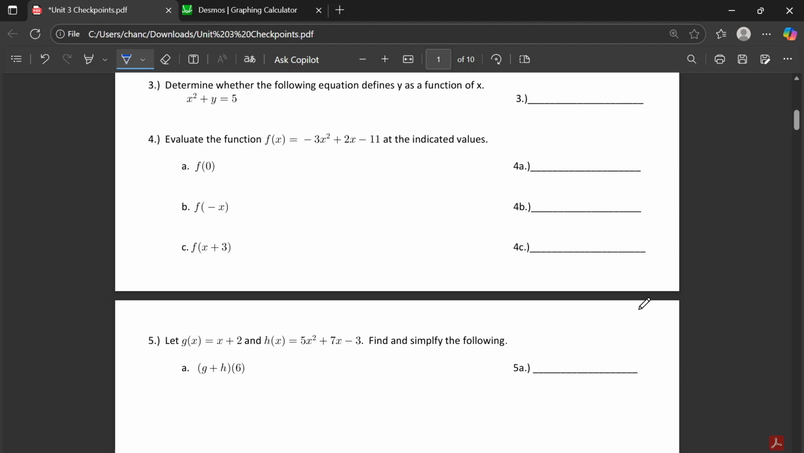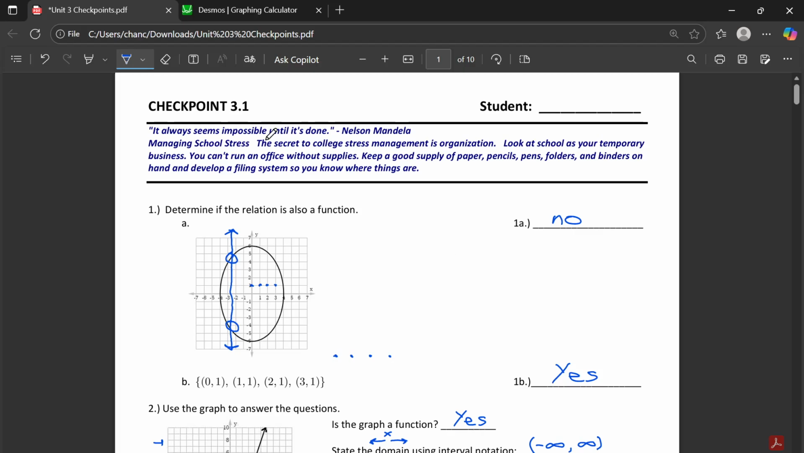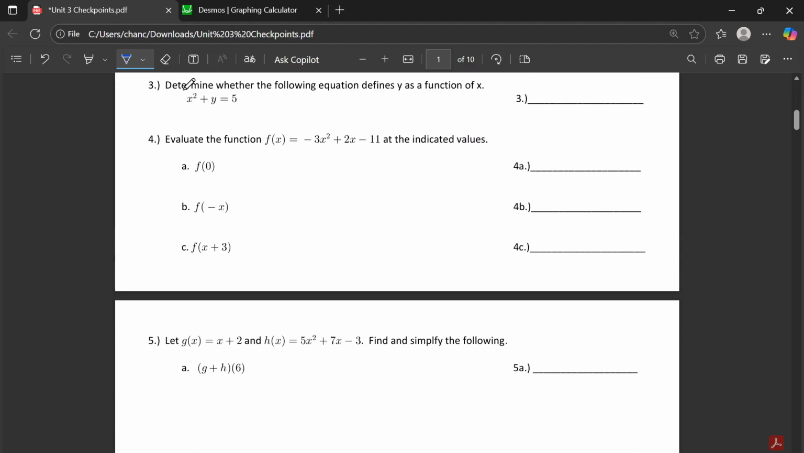Looking at checkpoint 3.1, problem number 3: determine whether the following equation defines y as a function of x. Does it define y as a function of x? This is another way of just asking if it's a function, which we did on number 1 and number 2. We could graph this thing and look at whether it passes the vertical line test.